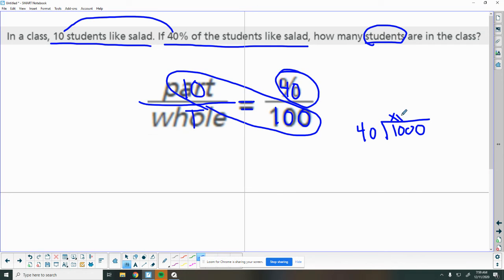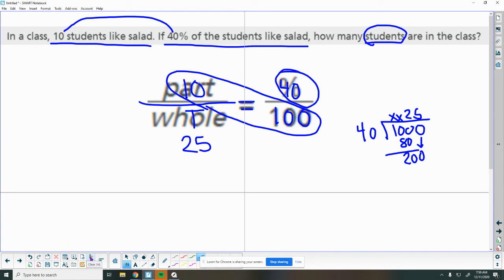So it can't go into 1 or 10, but it can go into 100 2 times, which is 80. And then there's 20 left over. Bring down the 0. So 40, 80, 120, 160, 200 is 5 times. So it looks like there are 25 people in the class. So we can see 25 is smaller than 100, 10 is smaller than 40. So the patterns follow the same direction. 100 is bigger than 40, 25 is bigger than 10. So they follow the same patterns every time.